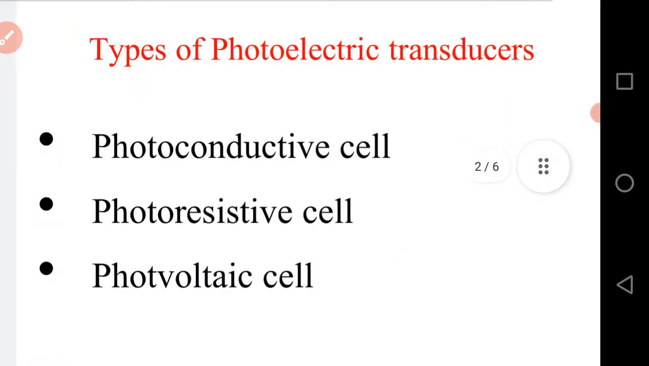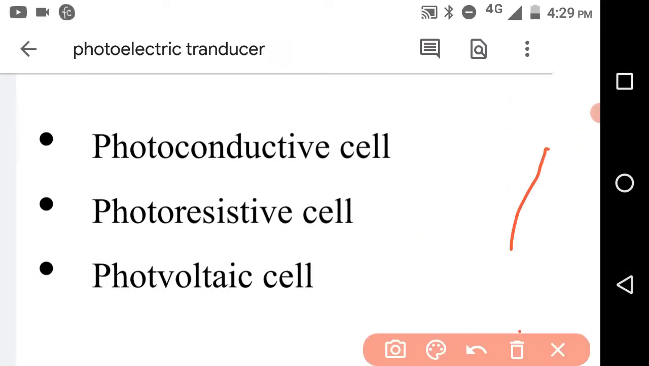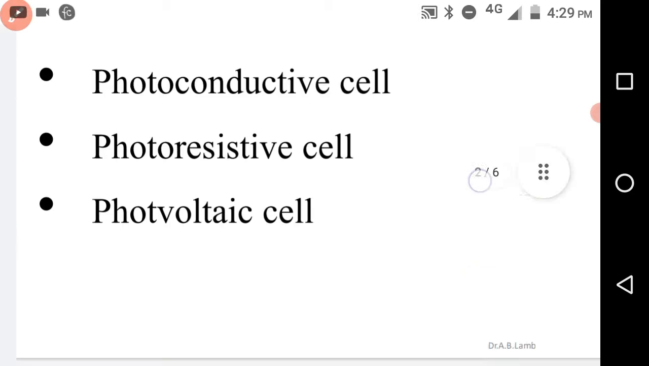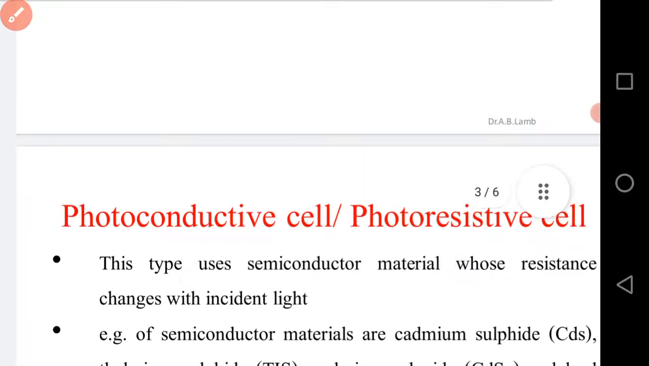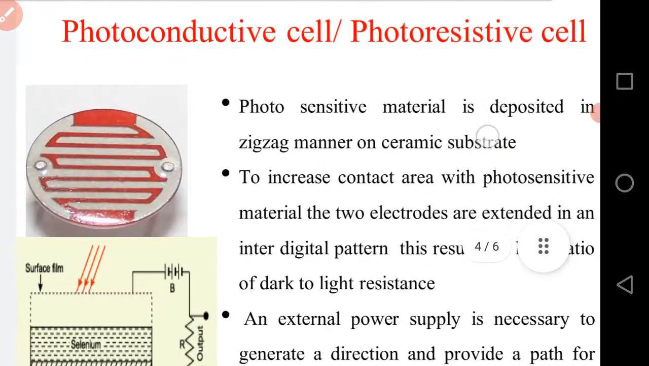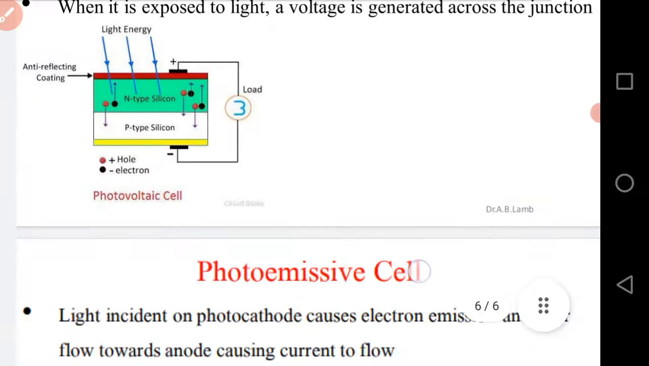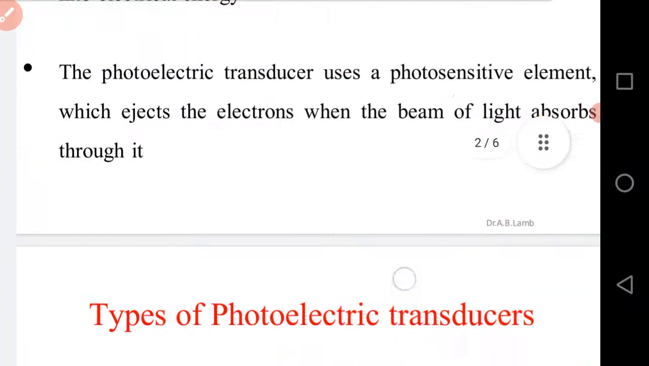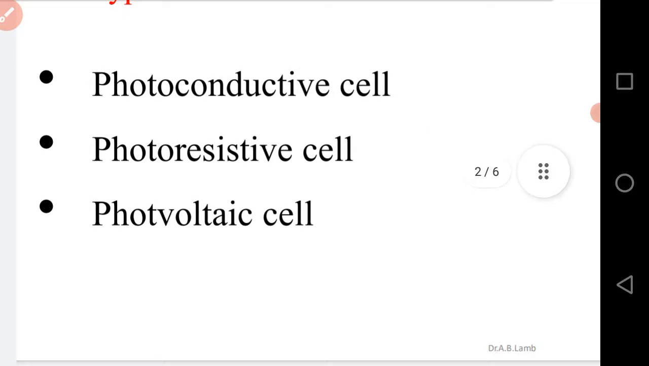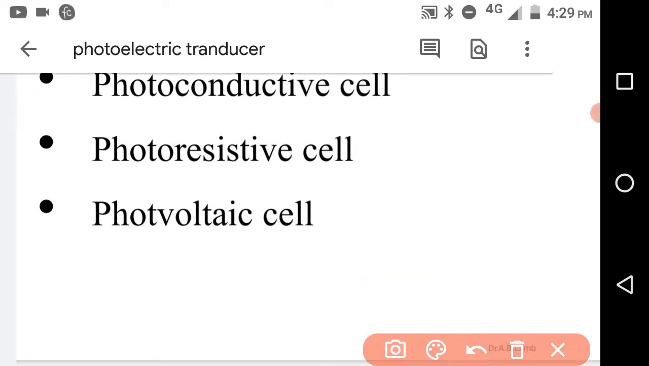So what are its types? Its types are photoconductive cell, then photoresistive cell, and photovoltaic cell. Here, photoconductive and photoresistive are both the same. Then there is the photovoltaic cell and the photoemissive cell.